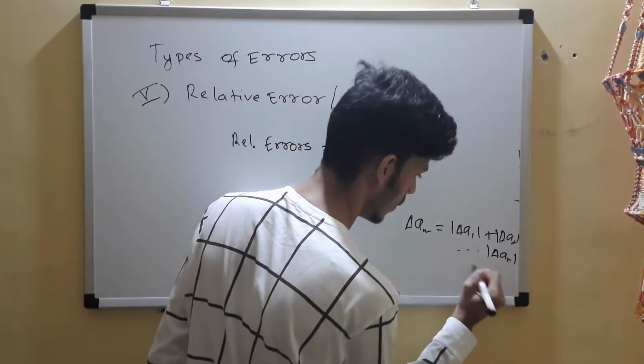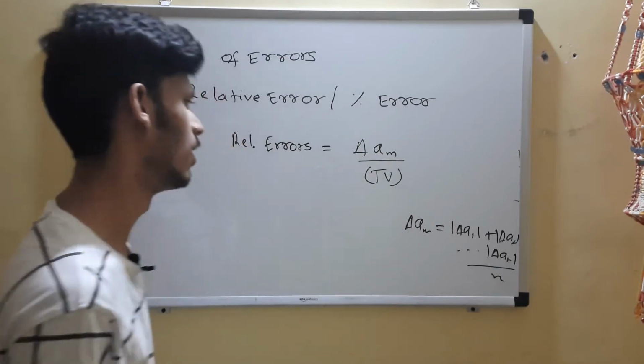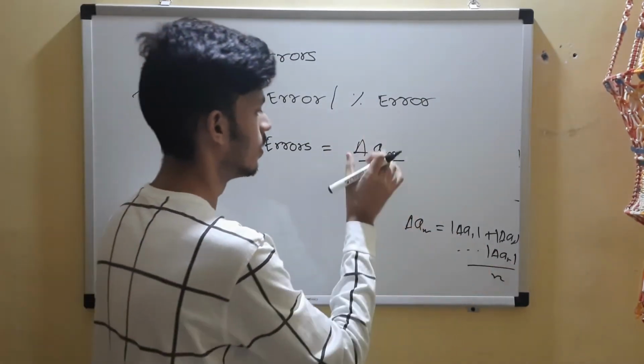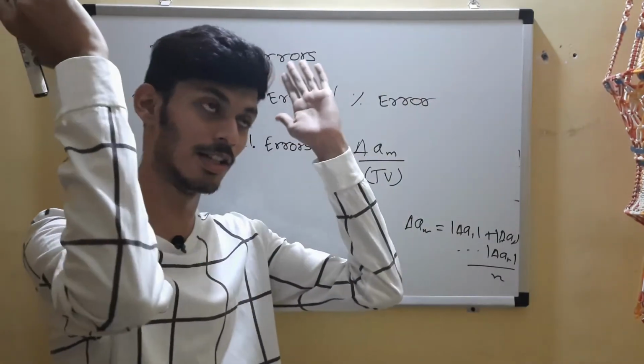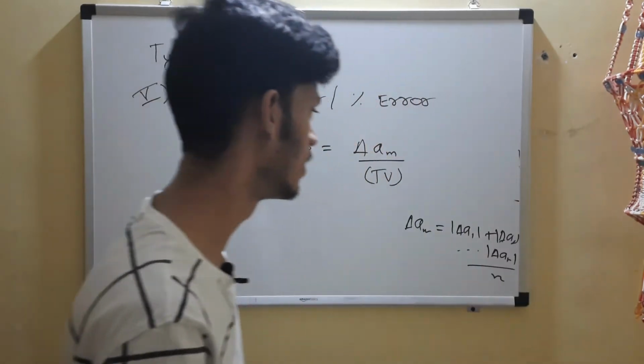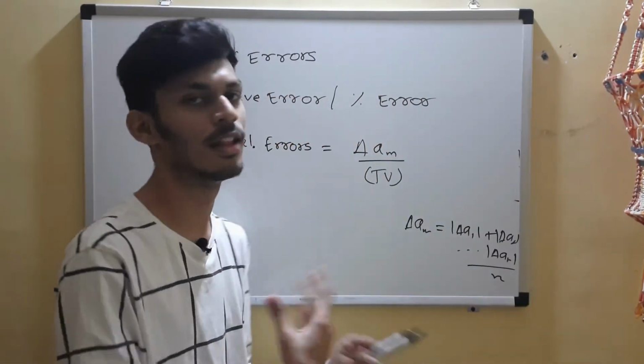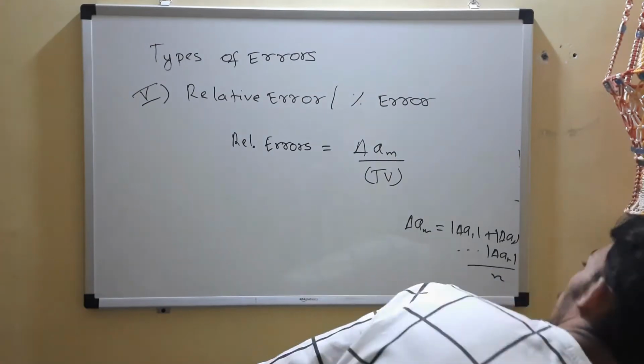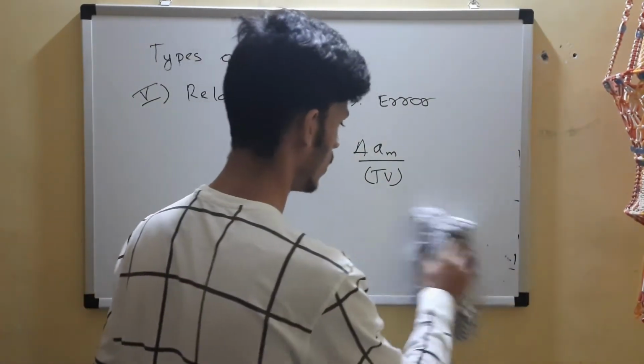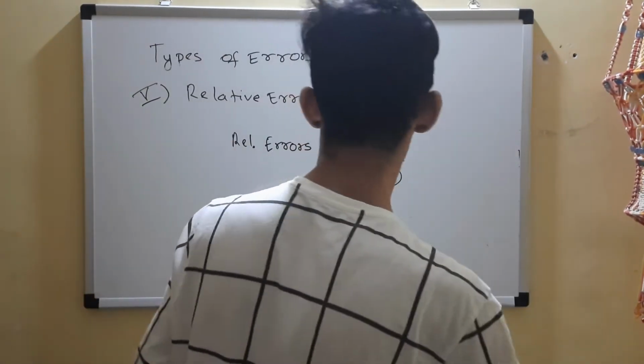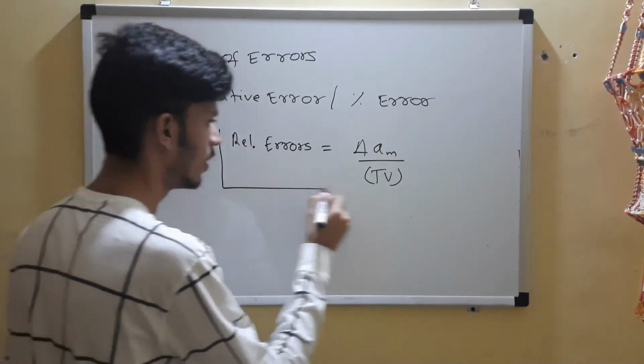Delta A mean upon A, the previous formula. Okay, so this is that. And this TV, the very first thing that we learned, is the true value. How do you calculate it? The mean of the raw data. Okay, so if you want to note this down as well, this is the formula for relative error.